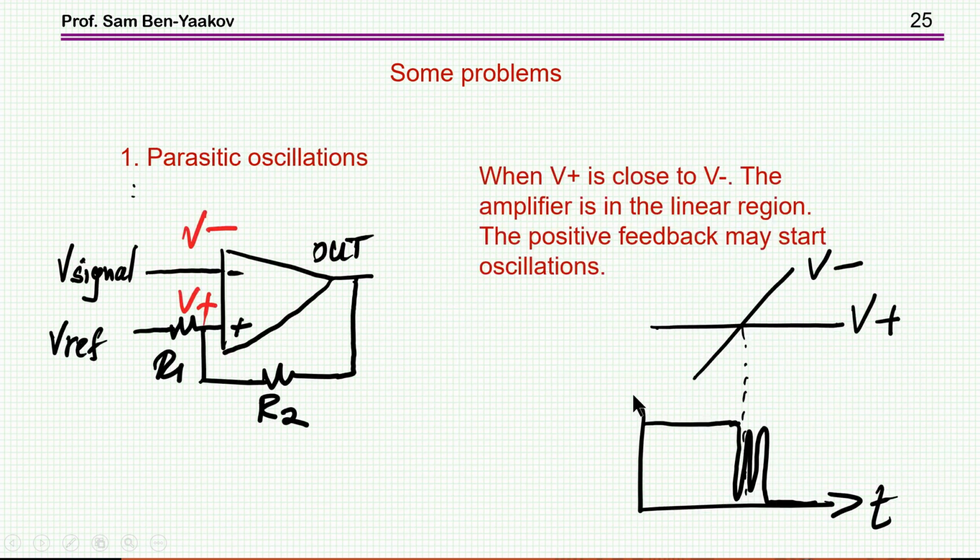Another problem is that when you are just approaching the transition, that is when V plus is equal to V minus and V out is starting to move, you are in fact in the linear region, and there is a positive feedback. You might have oscillation here. This will be found in some cases, depending on the parasitic capacitances and the type of amplifier, you might have an oscillation due to the fact that you have positive feedback and you are in the linear region. So one way to combat this would be to put a capacitor.